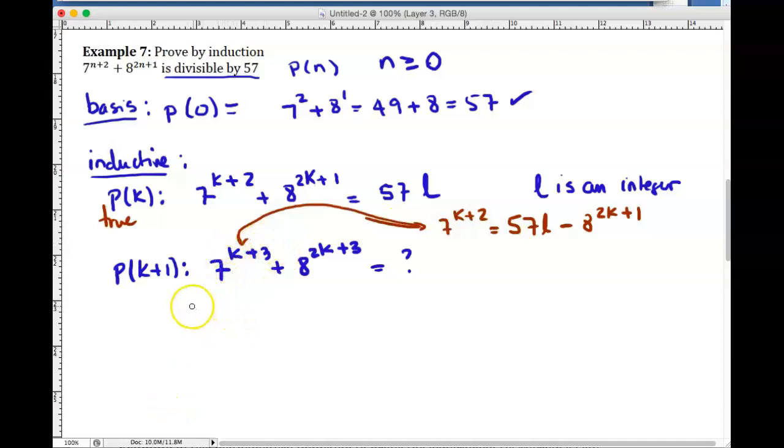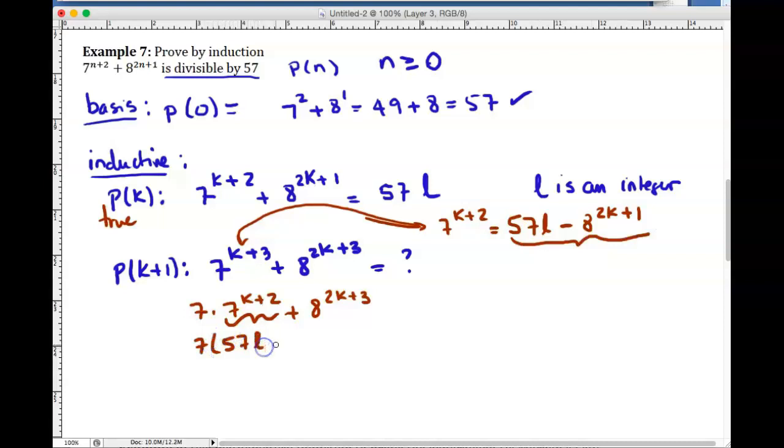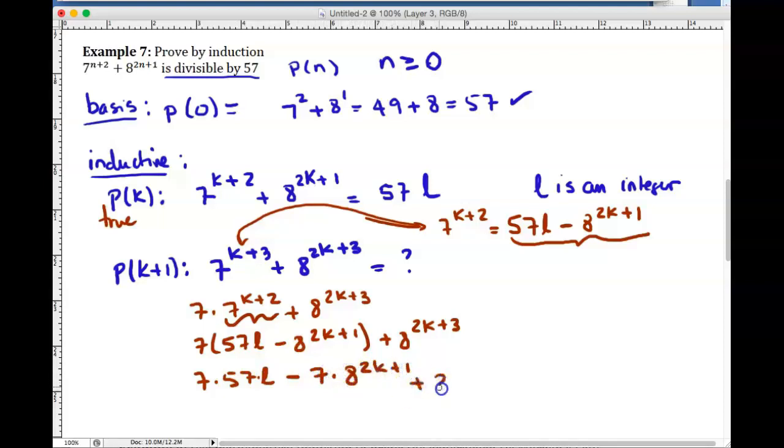Right? So let me rewrite this. So this is 7 times 7^(k+2) plus 8^(2k+3). This gets replaced by this. So we have 7 times (57L minus 8^(2k+1)) plus 8^(2k+3). I'm going to distribute the 7. So 7 times 57L. Notice I'm not multiplying these numbers because remember I'm trying to show that the resulting expression is divisible by 57. So if you just leave it like this, you can clearly see that this is divisible by 57. I have minus 7 times 8^(2k+1) plus 8^(2k+3).